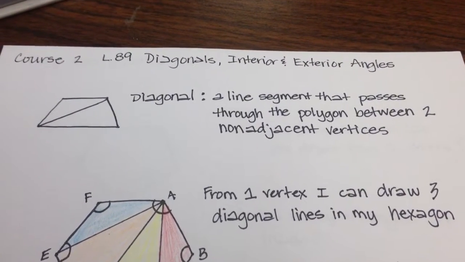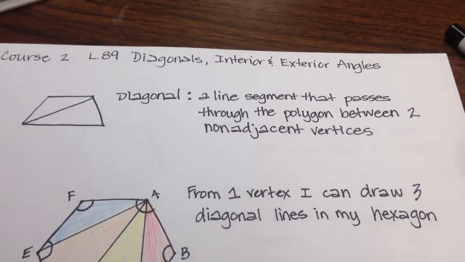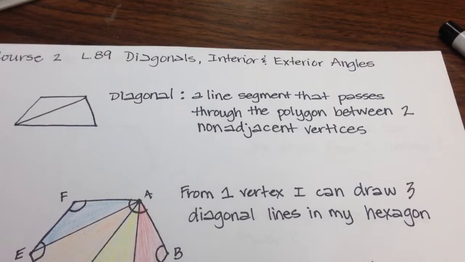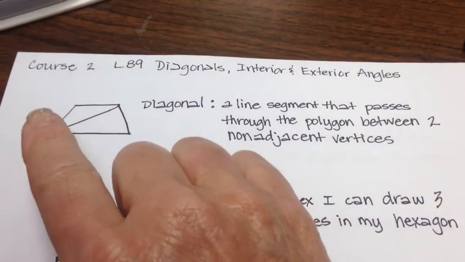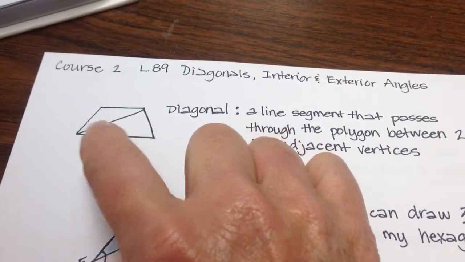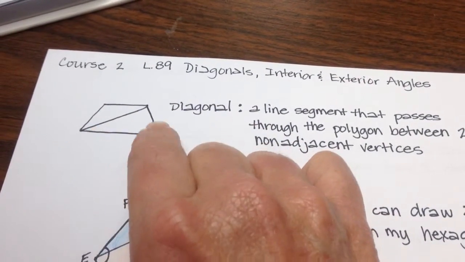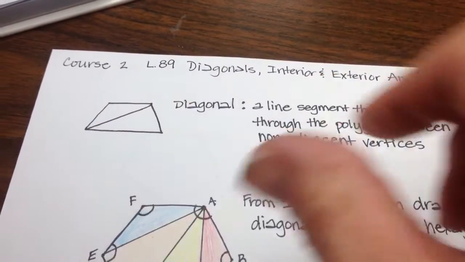So first of all, you really all know what a diagonal is, but the official definition is a line segment that passes through the polygon between two non-adjacent vertices. That means they're not next to each other, because if they were, it would just make a line. It would just do the outline. So non-adjacent. There you go, diagonal.